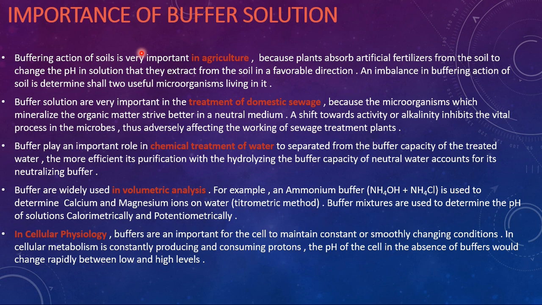So what can be the reason? The reason is the increase or decrease of the pH of the soil. In that condition, if you add the buffering action of the soils, it is going to play a very crucial role in agriculture. As I told you, artificial fertilizer can change the pH in the solution that they extract from the soil in a favorable direction. An imbalance in the buffering action of soil is determined from the useful microorganisms living in it. Yes, we know that microorganisms are also present in the soil, and they will die if the proper pH is not maintained. Then buffer solutions are very important in the treatment of domestic sewage.